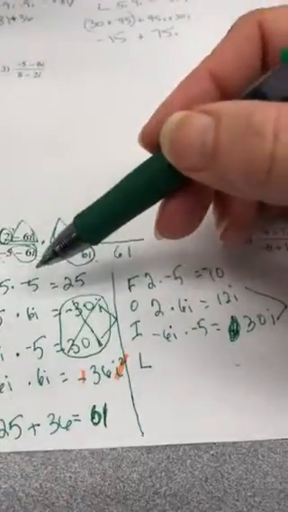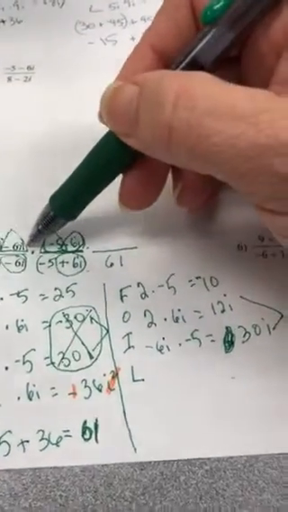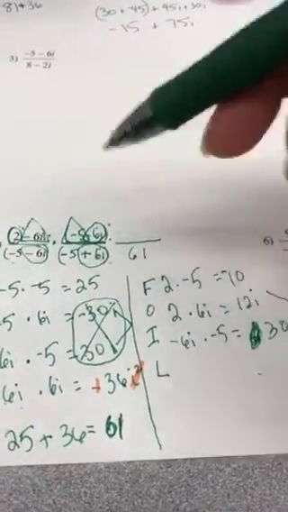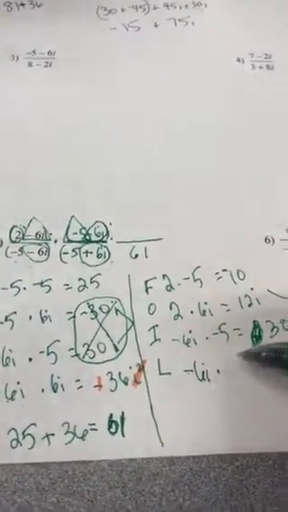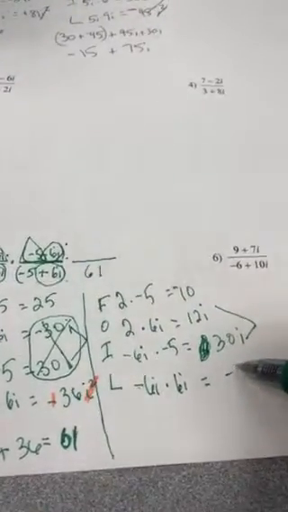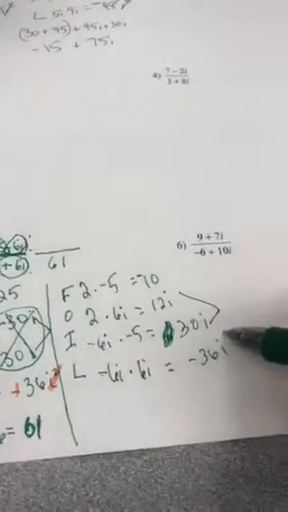Okay, now at this point, I've got my L's. I have to come back up here and get my L's, my 2 lasts. Negative 6i times positive 6i. Negative 6 times 6 is negative 36. i times i is i squared.